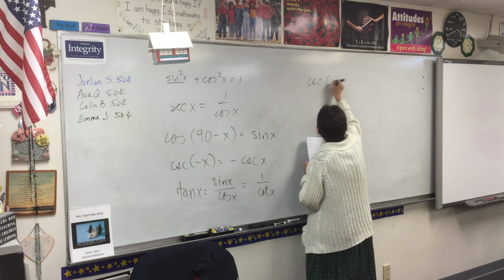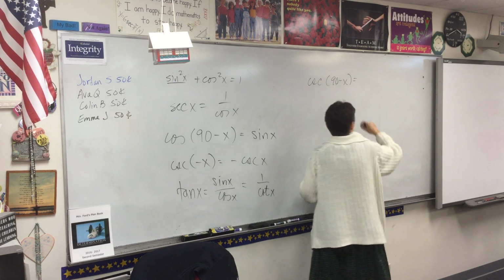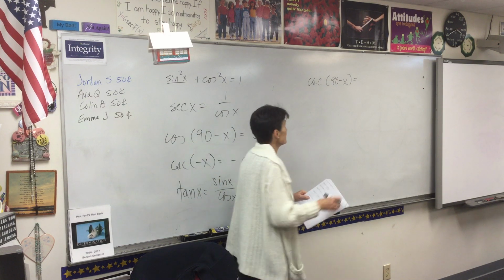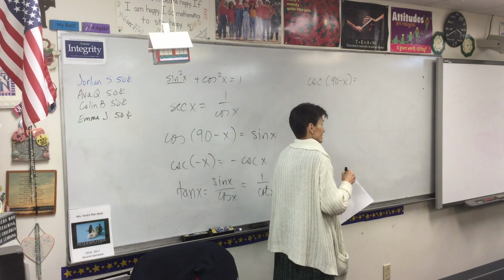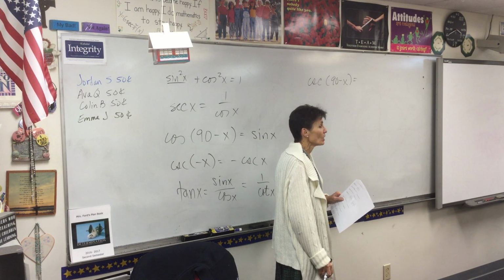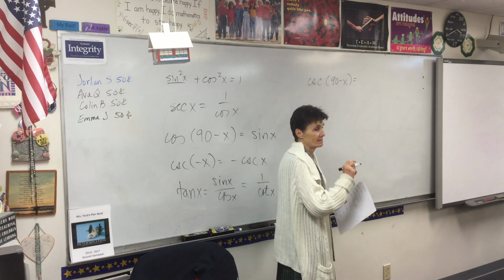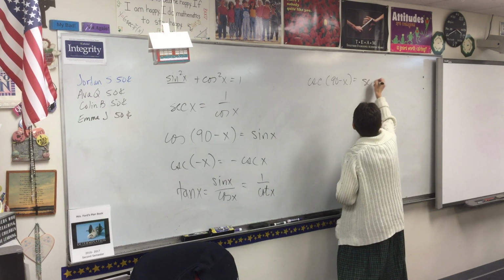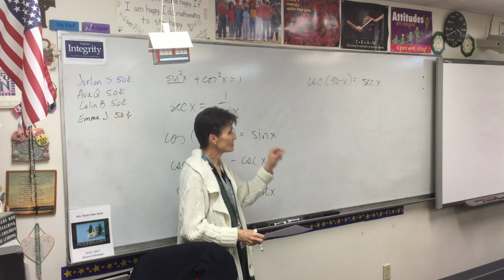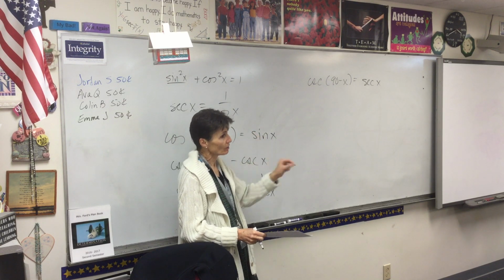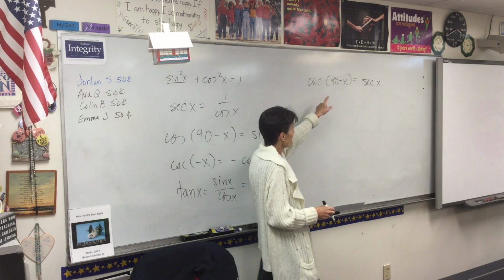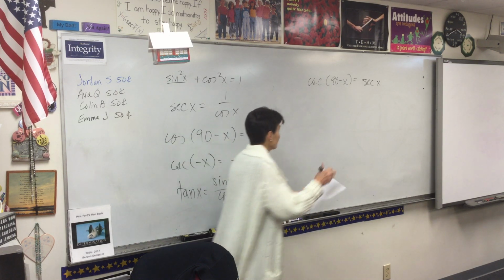Now we have another one with a 90 in it. Remember, when you see the 90, you think complement, you think co. What is the co for cosecant? Not the reciprocal. I didn't say the reciprocal. The co-function. The co-function for cosecant is the secant. The co-functions are secant, cosecant, tangent, cotangent, sine, cosine. When you see the 90, you think co-function.